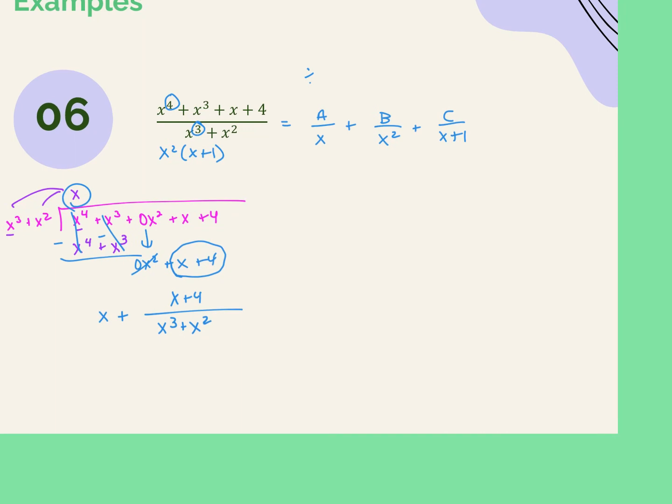All right, so now go back to my ABCs. A is missing the second x and the x plus 1. B is missing the x plus 1. And C is missing the x squared.